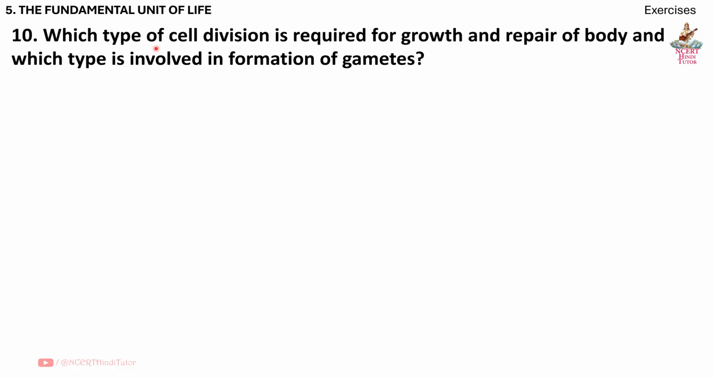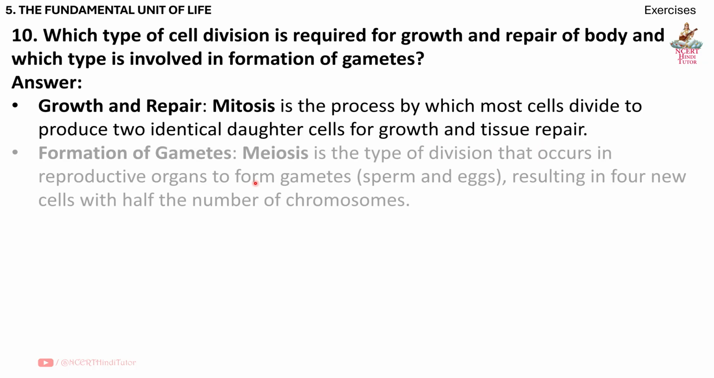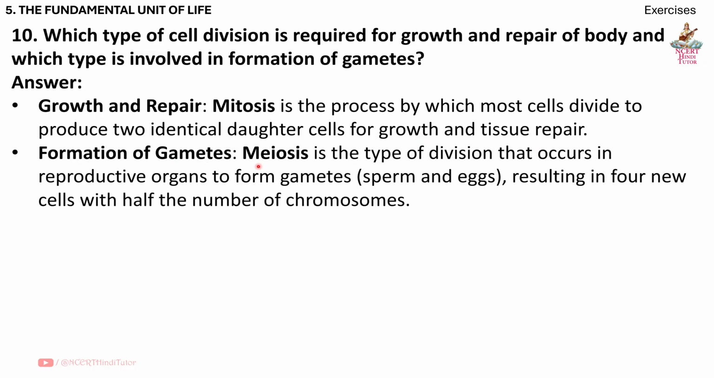Question 10. Which type of cell division is required for growth and repair of body, and which type is involved in formation of gametes? Answer. Growth and repair. Mitosis is the process by which most cells divide to produce two identical daughter cells for growth and tissue repair. Formation of gametes. Meiosis is the type of division that occurs in reproductive organs to form gametes, sperm and eggs, resulting in four new cells with half the number of chromosomes.